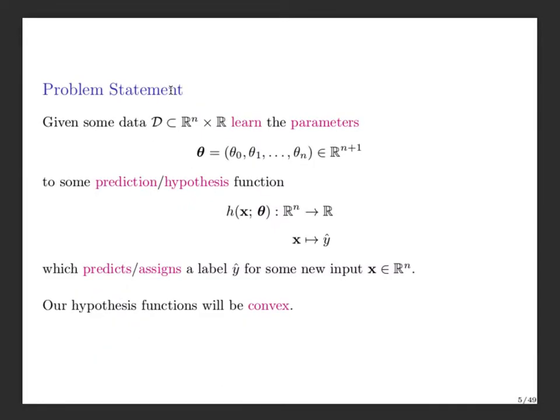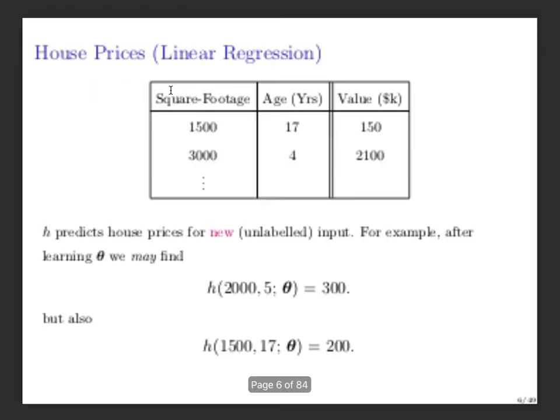This is the statement of the problem that we want to solve. Given some data, I want to learn parameters to a function. In this case, the function is just going to be a hyperplane, a line on the plane. I want to get a new function which, given input for some house that doesn't exist, estimates what the value of a house with this square footage and this age would be. I want to learn a hypothesis function which is going to do that for me. It's called a hypothesis or prediction function because it's predicting or assigning new labels.